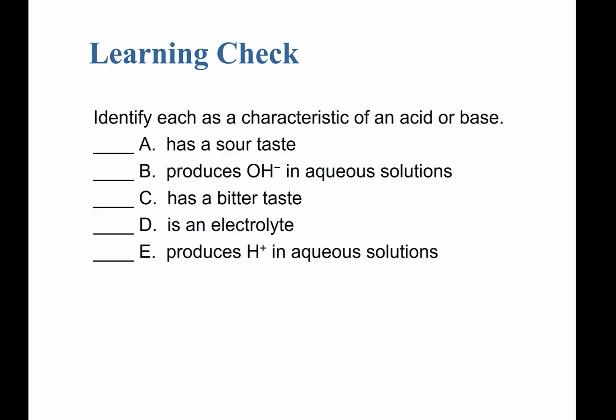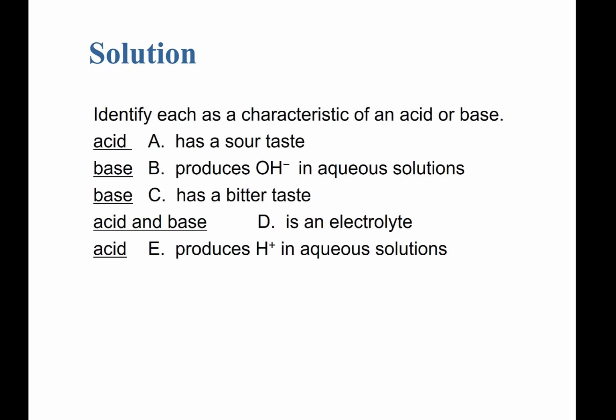All right, it says to identify each one of these as a characteristic of an acid or base. You can pause the video and come back to this after you've answered the question. If it has a sour taste, that's an acid. If it produces OH, that's a base. A bitter taste is a base. Electrolytes means that they conduct electrical current, which is both acids and bases. And if it produces H+, then it's an acid.